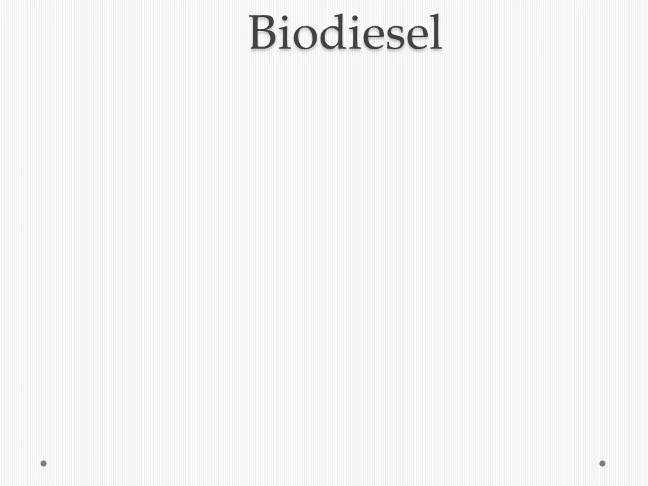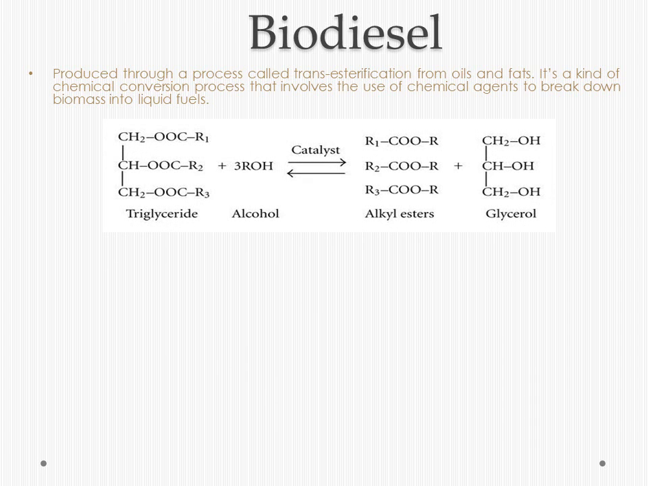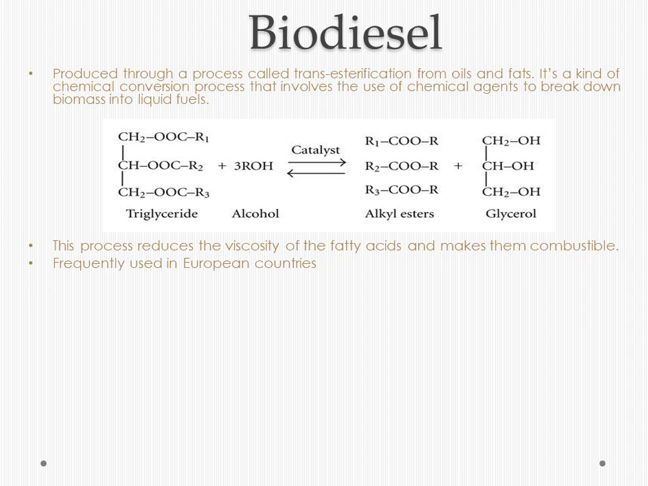Now the next example of biofuels is biodiesel. Biodiesel is produced through the process of trans-esterification from oils and fats. Trans-esterification is the process of exchange of R groups between the alcohols and ester. The chemical reaction that is involved is here. Now it is a kind of chemical conversion process that uses chemical agents to ultimately break down the biomass into liquid fuels. This process reduces the viscosity of the fatty acids and makes these fatty acids more combustible. And this is used as a biofuel frequently in the European countries.